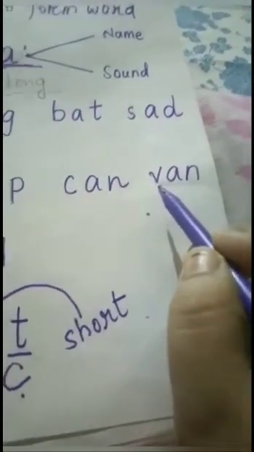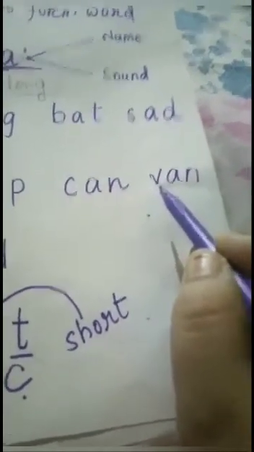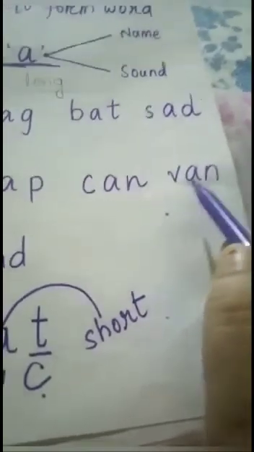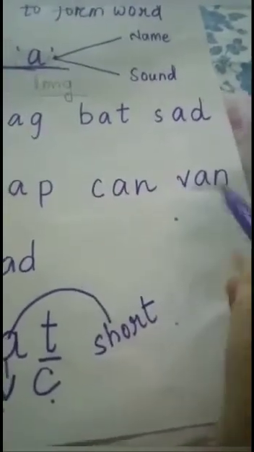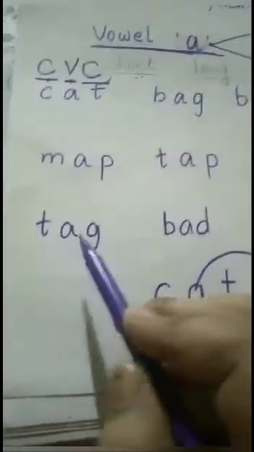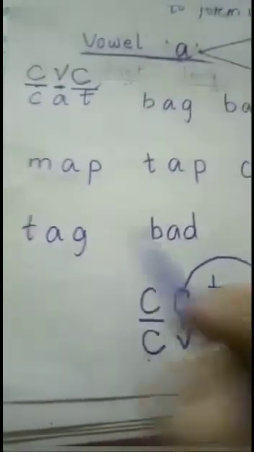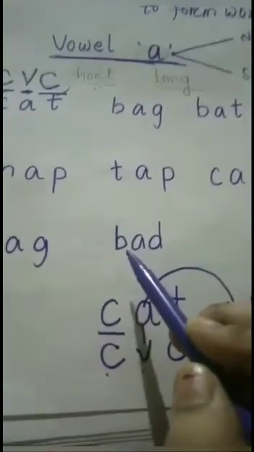What is the sound of V? V, A, N. Van. What is the sound of T? T, A, G. Tag.